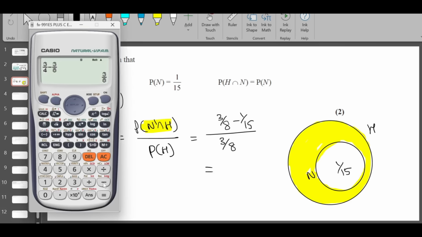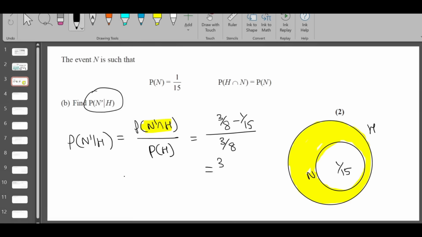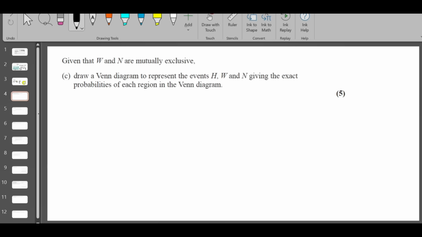So 3 over 8 minus 1 over 15, divided by 3 over 8. So you get 37 over 45 as the answer. That's the answer. Let's look at part C now.